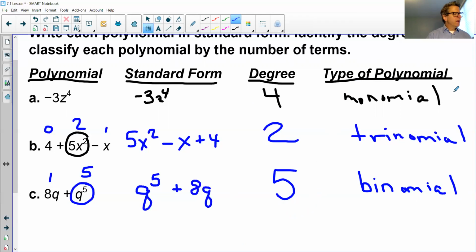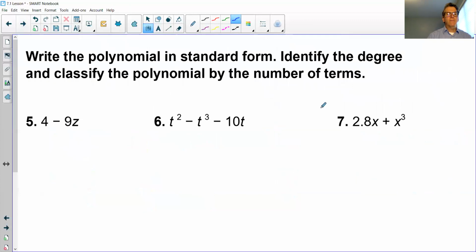So we're going to finish up this lesson with 3 on your owns on this next slide. And we're going to do the same exact thing as we did the previous slide with numbers 5, 6, and 7. So what we're going to do first is rewrite this in standard form. It says write the polynomial in standard form, identify the degree, and classify the polynomial by the number of terms. Basically, tell me, is it a monomial, is it a binomial, is it a trinomial? There's only those 3 options here.